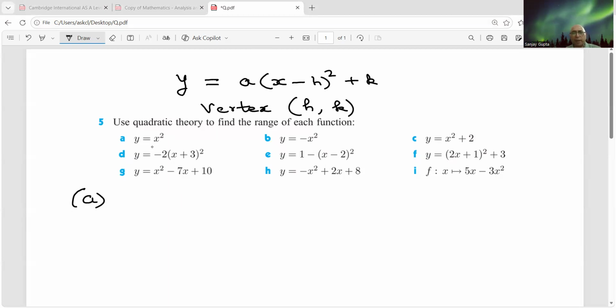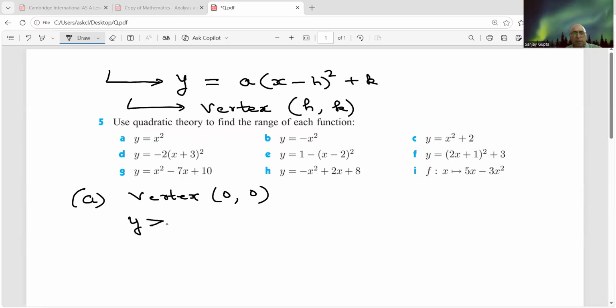If I look at part A, y is equal to x square. And if I compare with the completed square form that I have given here, the vertex at h comma k, then we can see that the vertex is 0, 0. And because y is equal to x square, therefore y is always going to be 0 or more than 0. If x is 0, then y would be 0, or for any other value of x, y is to be greater than or equal to 0.